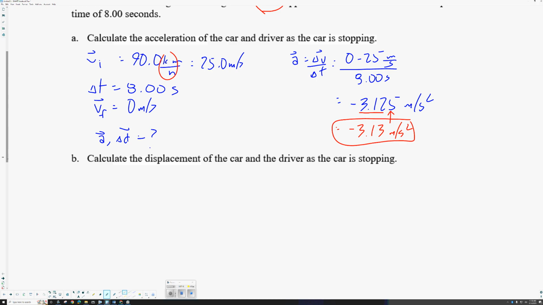How many people used VI plus VF over 2 times T? Good. Anybody do something different? Anybody do D is equal to VIT plus 1/2 AT squared, or VFT minus 1/2 AT squared? I kind of like that one, VFT, because VF is 0, so 0 times T is 0. Let's go D is equal to VIT. To be honest, I would probably use your equation, VI plus VF over 2 times T, but I'm going to use this one right now, because there's something that I want to show you with it.